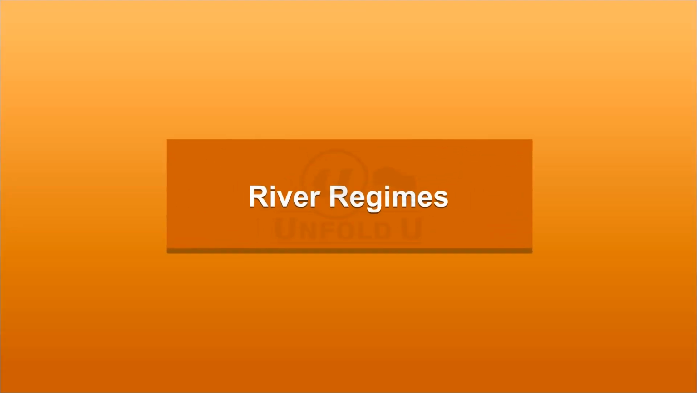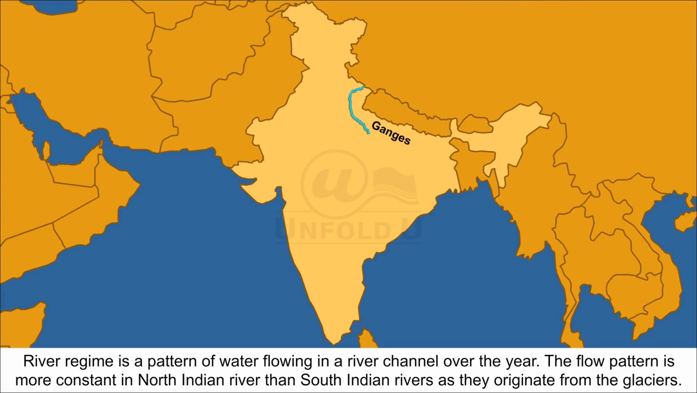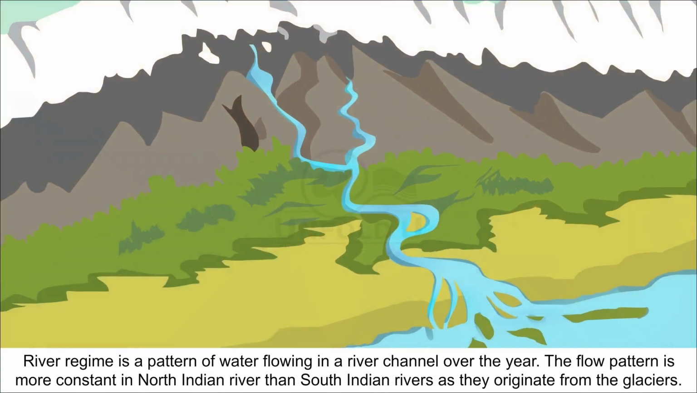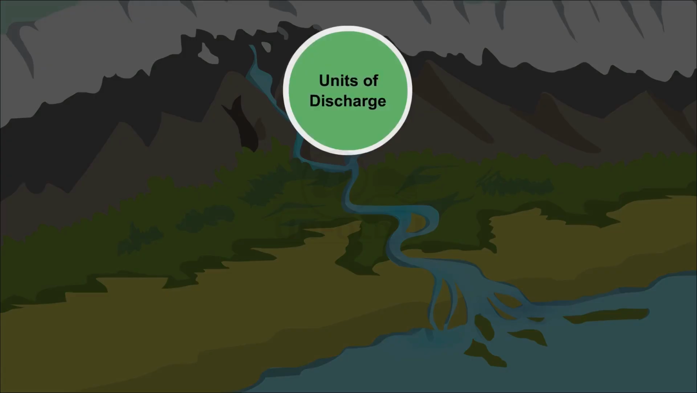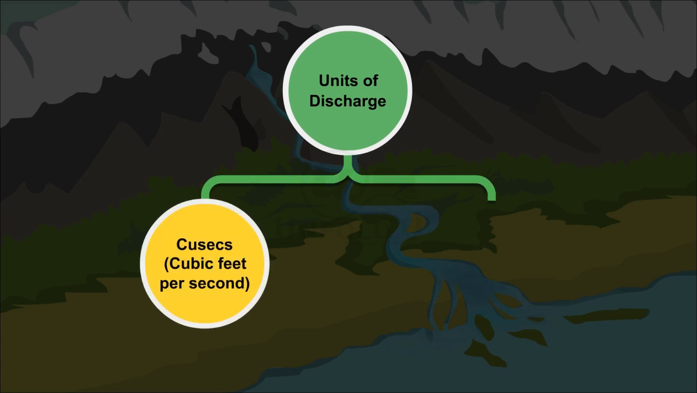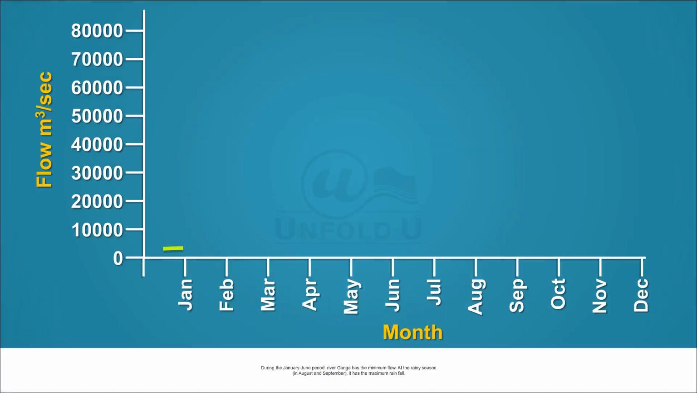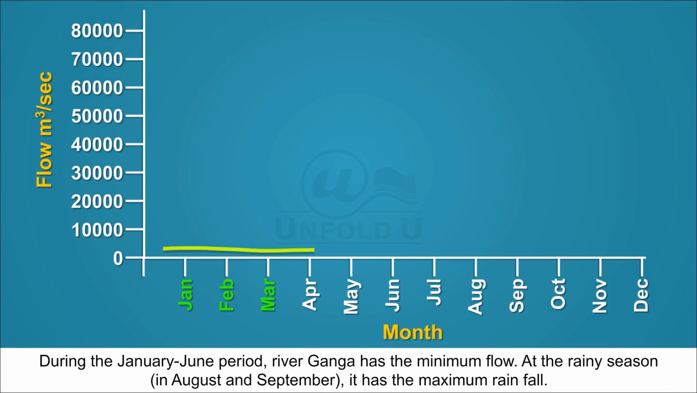River regimes. River regime is a pattern of water flowing in a river channel over the year. The flow pattern is more constant in North Indian rivers than South Indian rivers as they originate from the glaciers. The discharge is measured in two units: 1. Cusecs, cubic feet per second, or 2. Cumecs, cubic meters per second. During the January-June period, River Ganga has the minimum flow. In the rainy season in August and September, it has the maximum flow.